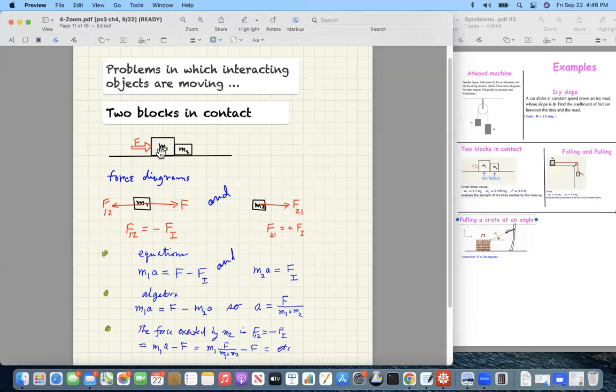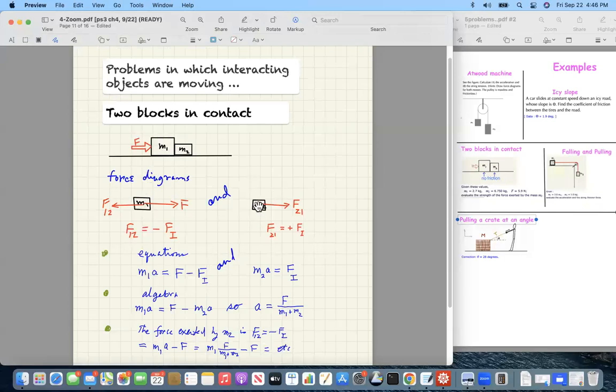Well, first step is to draw force diagrams. Here's the force diagram for M1. There's a force directed to the right, which is exerted by the person pushing on M1. And there's a force directed to the left, which is M2 pushing back on M1. So that's the force diagram for M1.